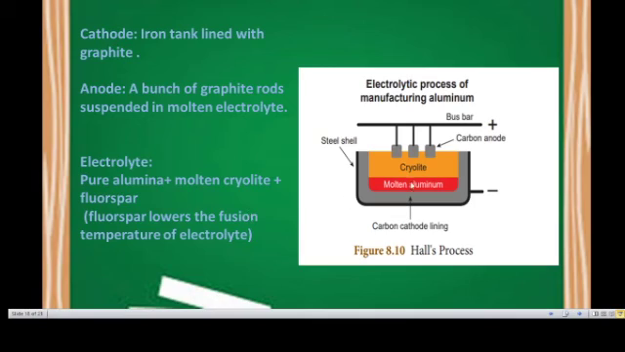Why is fluorspar added with the ore? Fluorspar lowers the fusion temperature of the electrolyte. That is the reason. This is an iron tank lined with graphite inside. Anode, that is a bunch of graphite rods suspended in a molten electrolyte. This is the cathode. Then the electrolyte: pure alumina plus molten cryolite plus fluorspar. This is the cathode, this is the anode.